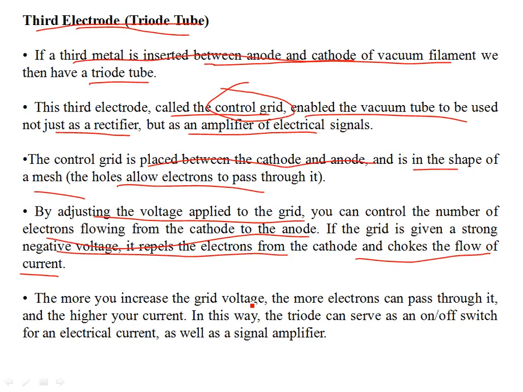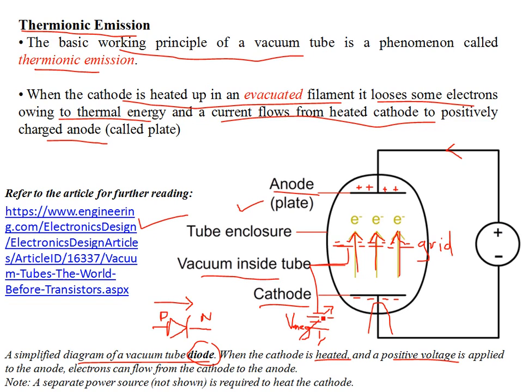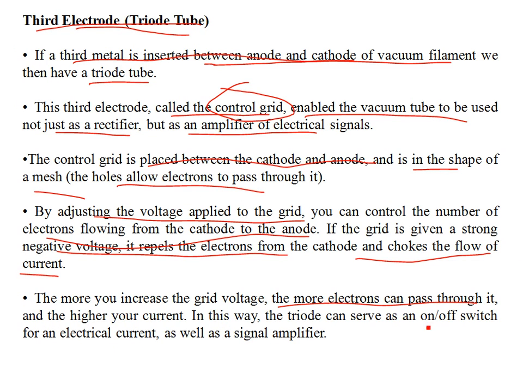So the more you increase the grid voltage, the more the electrons can pass through it. If you connect the positive of the battery, it's the other way around. You have positive charges over here. Okay, in case you have positive charges over here, this becomes V positive. So as you increase V positive, more electrons are going to be attracted. Okay, so it controls the flow of electrons basically, right? So more electrons can pass through it, and the higher the current.